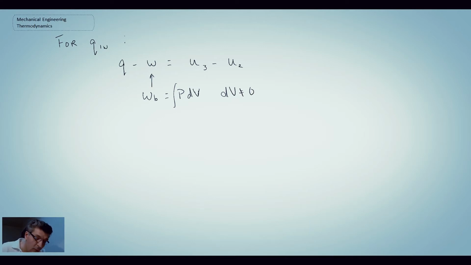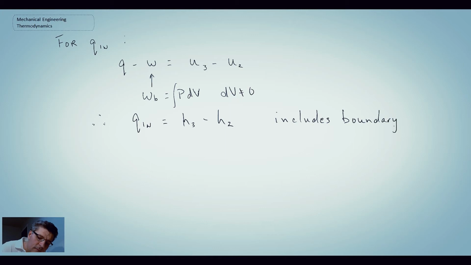But what we can do is use the little trick that we had for the first law whenever we have moving boundary work, and that is we can rewrite the first law in terms of enthalpy, and that will include boundary work. So that's how we handle heat addition when we're changing the volume, because we're doing boundary work during the heat addition process.